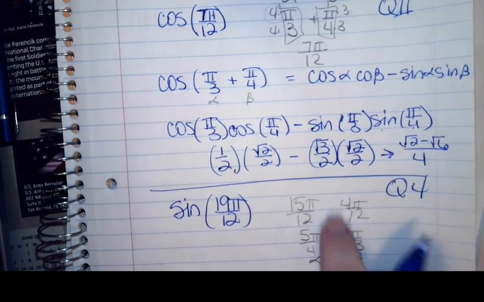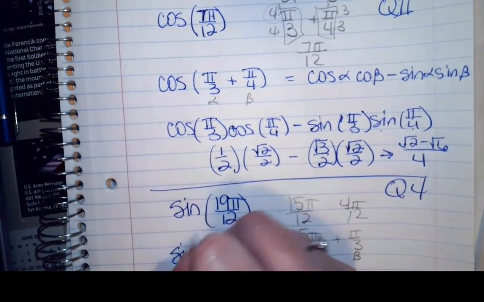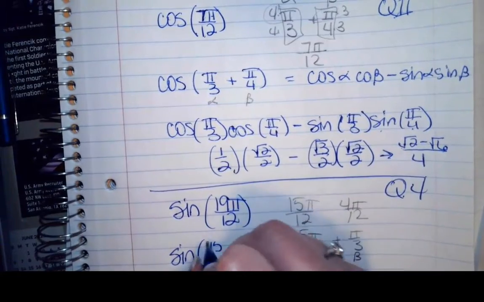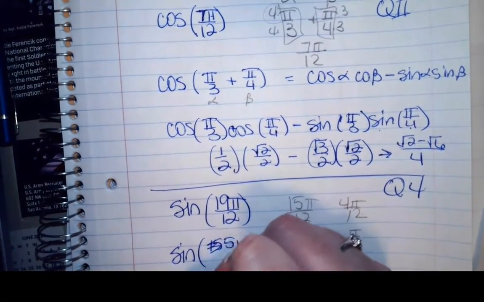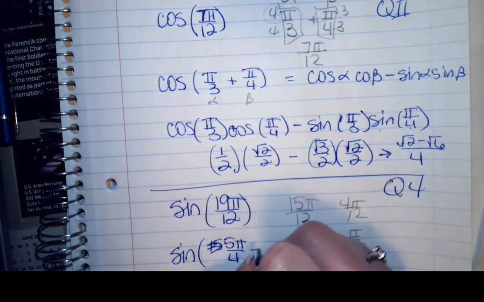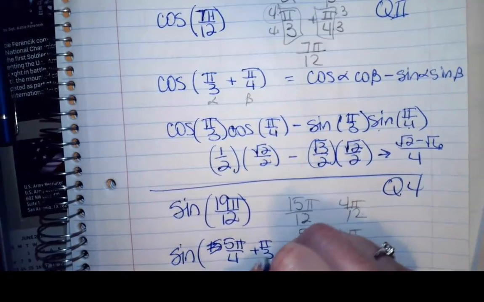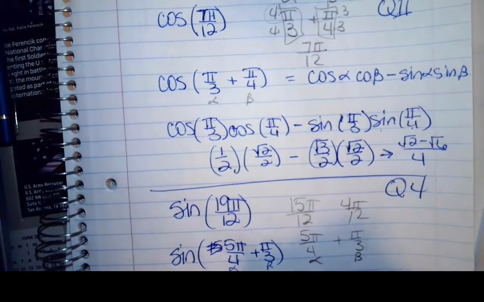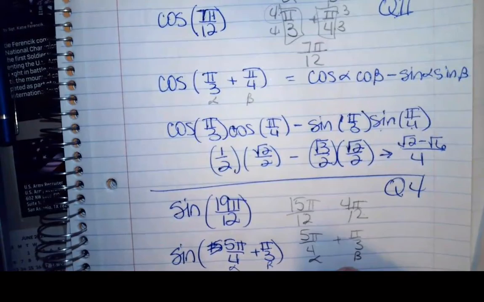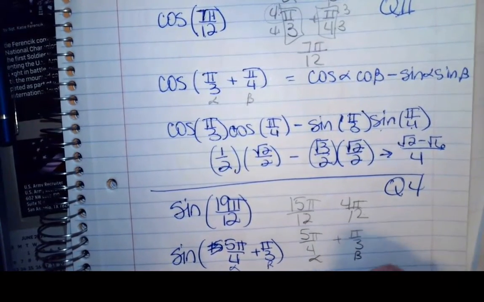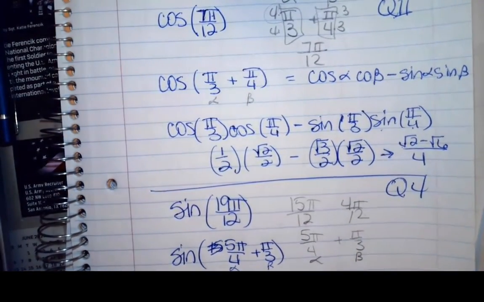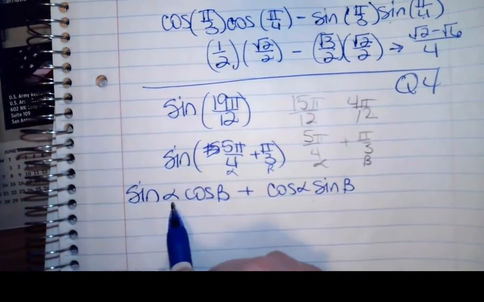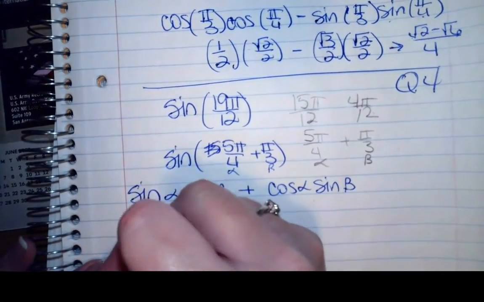And then since I'm adding here, I should rewrite that. That becomes 5 pi over 4 plus pi over 3. So that's my alpha, that's my beta. And so then I have plus the cosine of alpha times the sine of beta. All right, so my sine of alpha is going to be 5 pi over 4.